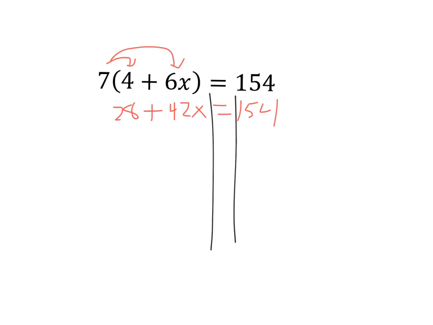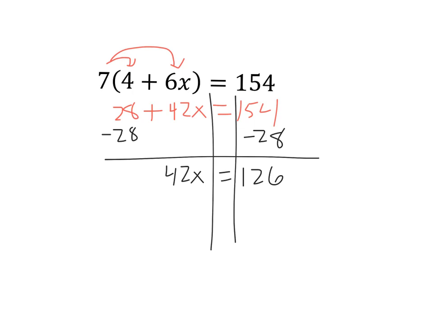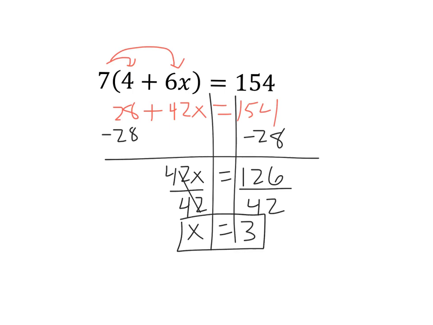We have this 28. Okay, to get rid of a positive 28, we would subtract 28 on both sides. So 28 minus 28 gives us 0. So we're just left with 42x on the left side is equal to 154 minus 28. That gives us 126. You can check that in your calculator. And then we have 42 times x, so we want to divide by 42 on both sides to undo that multiplication. So we get x is equal to 126 divided by 42 gives me 3. So x is equal to 3 in this case.